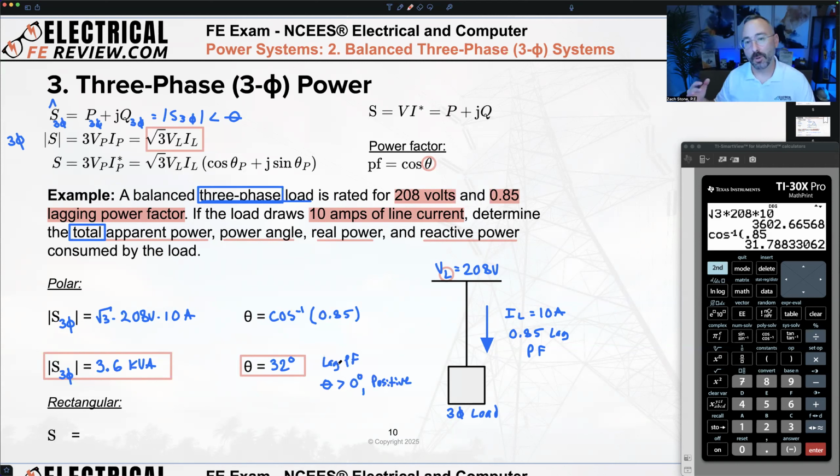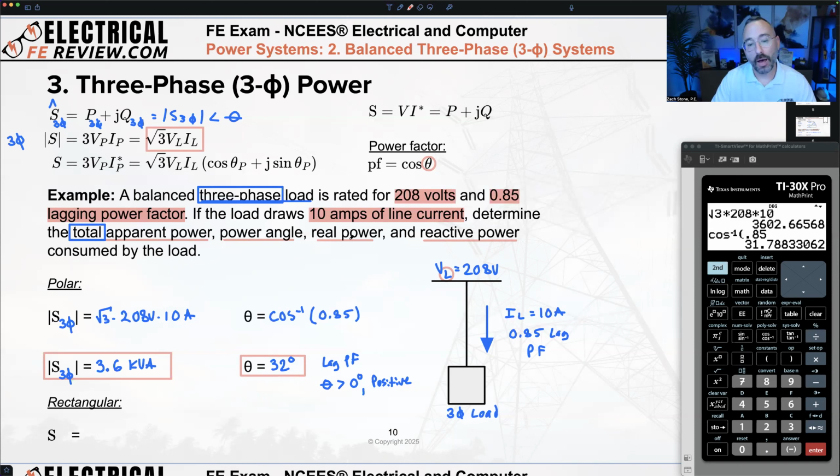Most of the time it's going to be what? Most of the time it's going to be lagging, right? Most loads in real life are lagging. The only leading loads we really work with are capacitors. So maybe you're dealing with power factor correcting capacitors, ultra capacitors, that kind of thing. So most of the time it's going to be lagging. All right, that's our second answer.